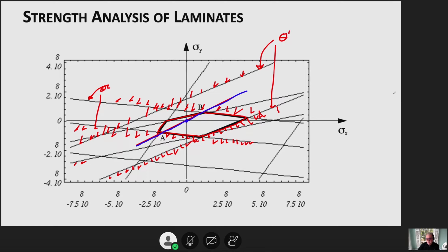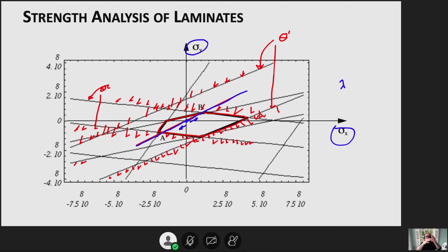Based on your applied loading, as you increase the load magnitude, let's say lambda, you may be moving either in that direction or in this direction. So there's going to be a relationship between sigma x and sigma y that will be constant as you apply the loading. This is like maybe a pencil coupon, okay?